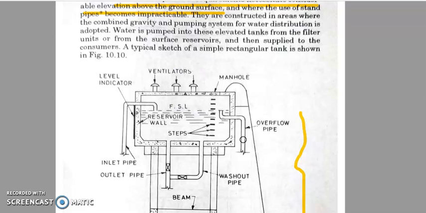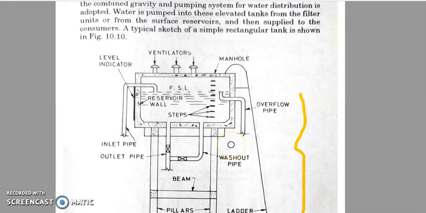And as you have understood now, these are constructed in areas where the combined gravity and pumping system is adopted. So from the ground reservoir, you pump the water into the elevated reservoir, and from there the flow is by gravity. So it is combined gravity and pumping system. Whenever you are adopting it, this is a compulsory tank which we are providing.